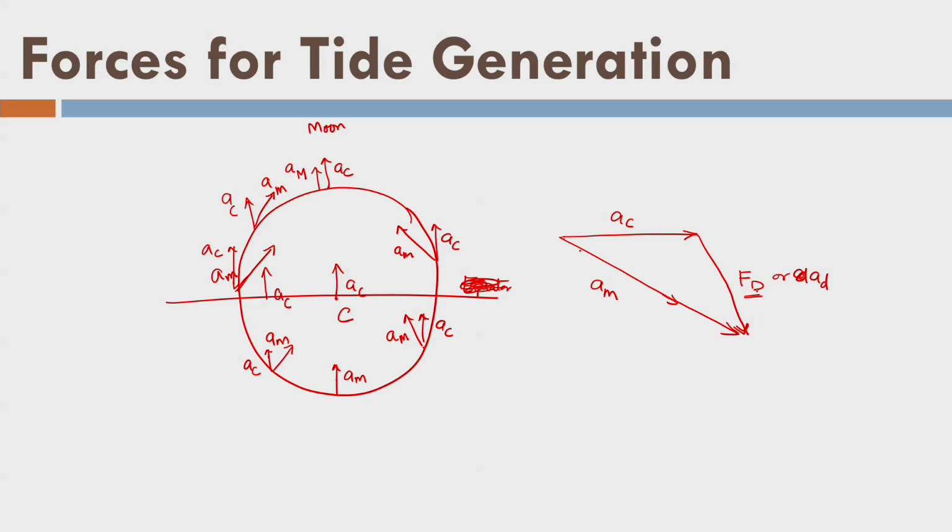How? We will see now, but before that, let me resolve this force FD, which is working in this direction, into horizontal and vertical components. The vertical component will be like this, perpendicular to the surface of the earth, and the other force will be like this, tangential to the surface of the earth at this point. So, this is my FH.